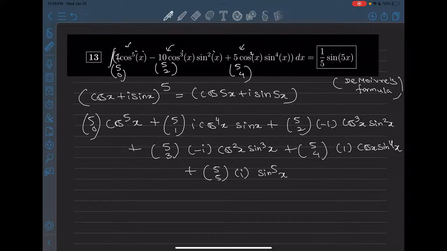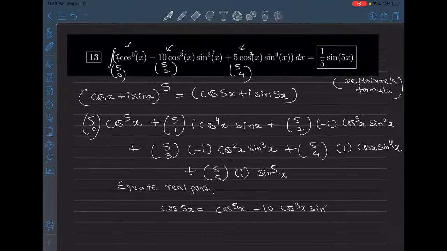So now if we just equate the real part from both expressions, equate the real part, we have cosine of 5x as cos to the power 5x, and then minus 10 cos cube x sine square x, and then plus 5 cos x sine to the power 4x.